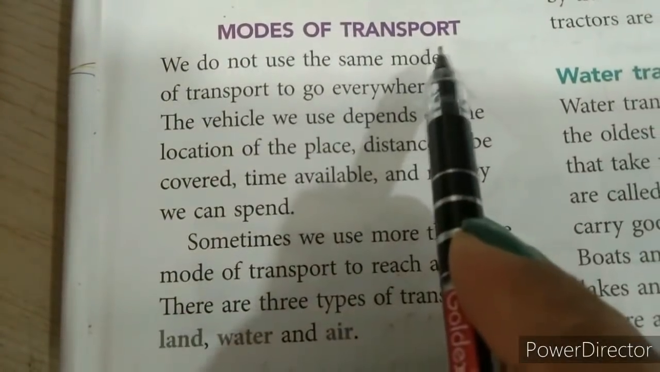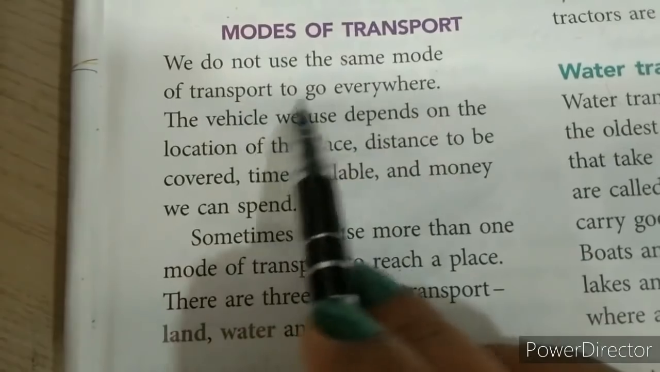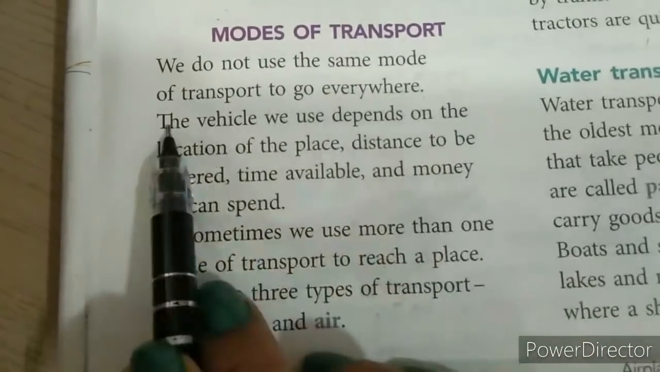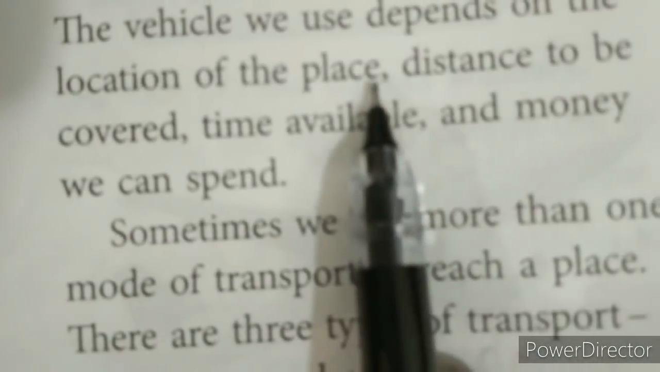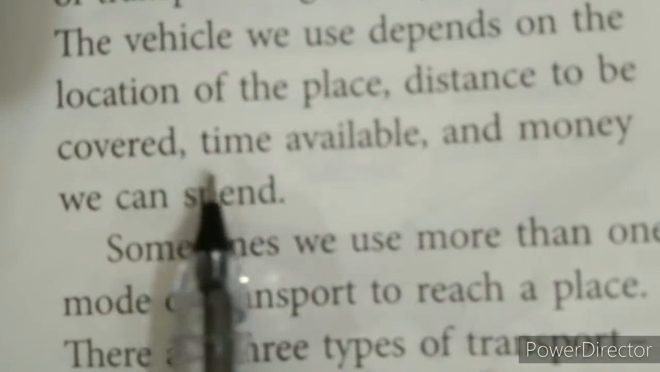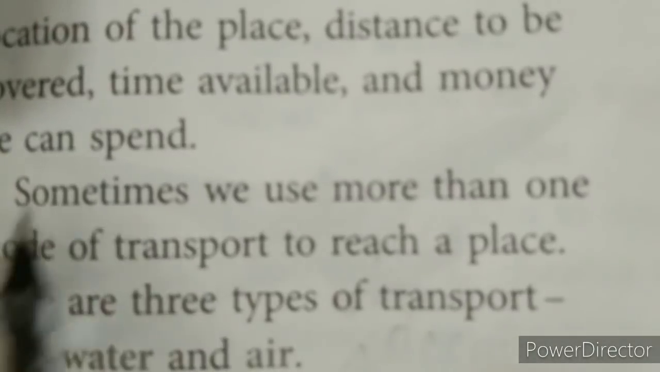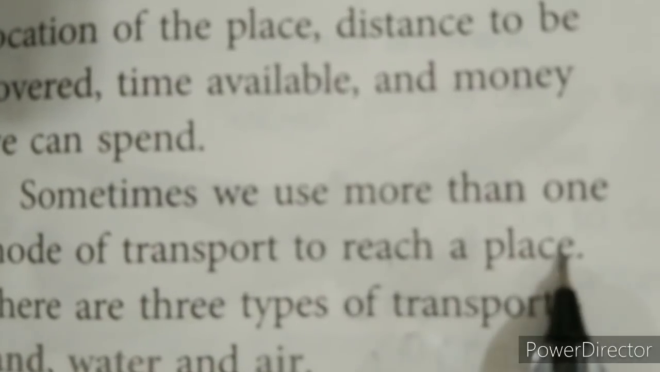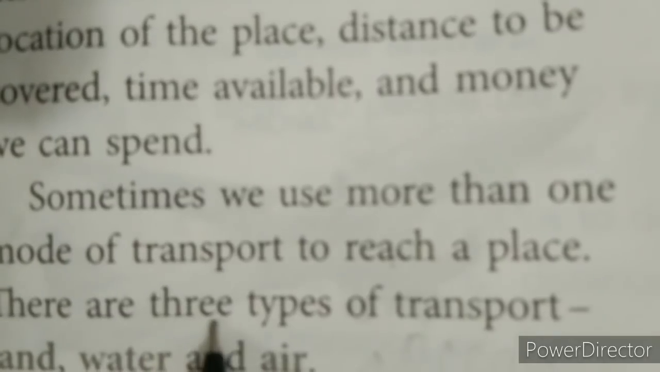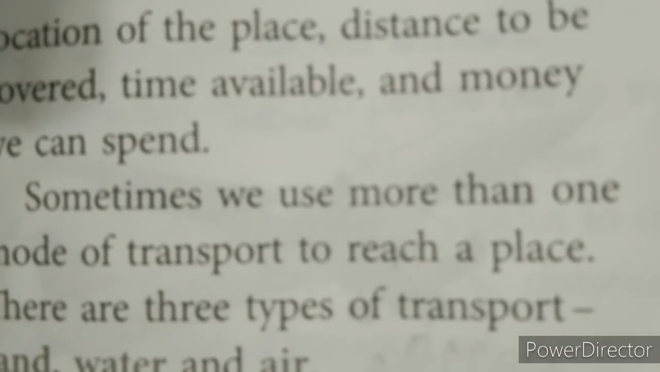Modes of transport. We do not use the same mode of transport to go everywhere. The vehicle we use depends on the location of the people, distance to be covered, time available and money we can spend. Sometimes we use more than one mode of transport to reach a place. There are three types of transport: land, water and air.